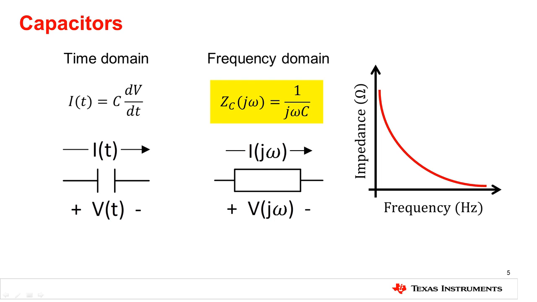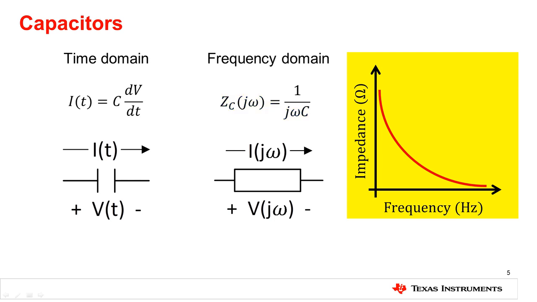Here, Z sub C is the impedance of the capacitor in ohms. J represents the square root of -1. Omega represents the signal frequency in radians per second. And C is the component capacitance in farads. Note that the impedance of the capacitor is inversely proportional to the frequency of operation. For this reason, the behavior of the capacitor can be approximated at low and high frequencies.